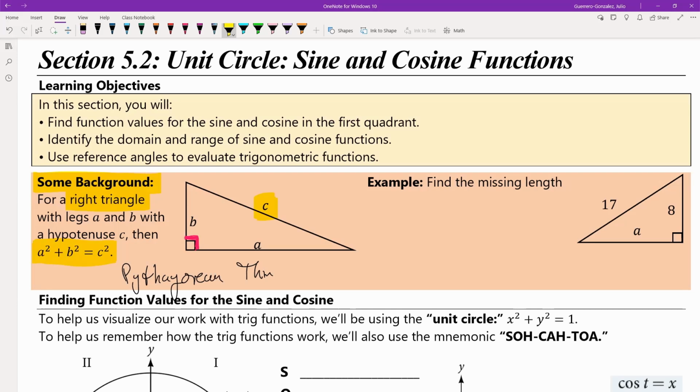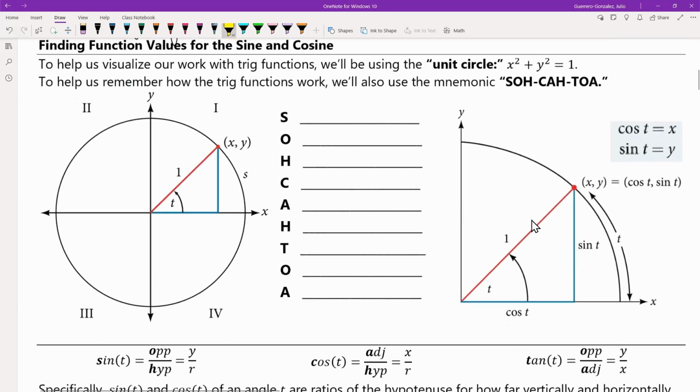But now what I want to do is start to define the sine and cosine. Everything in trigonometry is based on these two functions, sine and cosine. So that's what I'm going to do right now. I'm going to define sine and cosine. To visualize a little bit of our work, we'll be using what's called the unit circle.